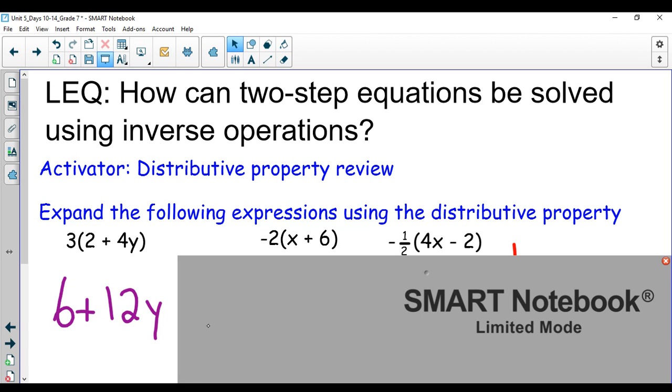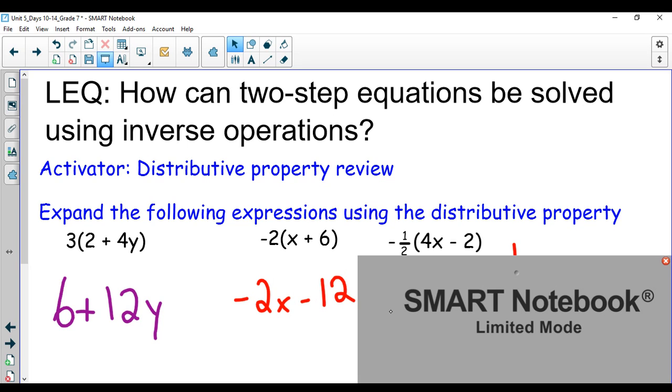The second one, we're distributing a negative 2. So it's negative 2 times x and negative 2 times positive 6. Well, negative 2 times x is negative 2x. Negative 2 times positive 6 is negative 12.